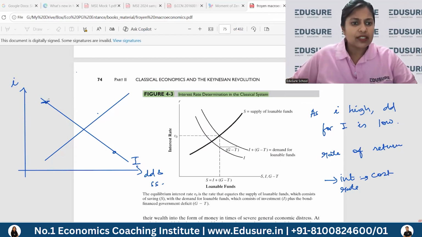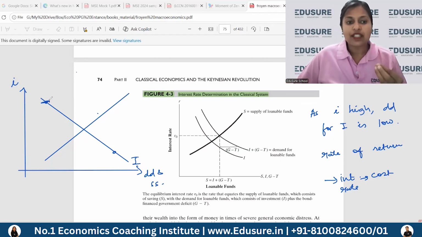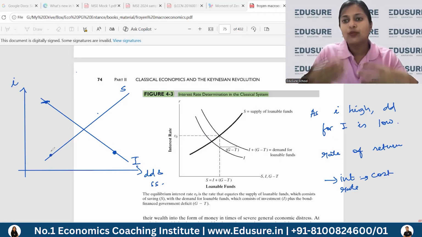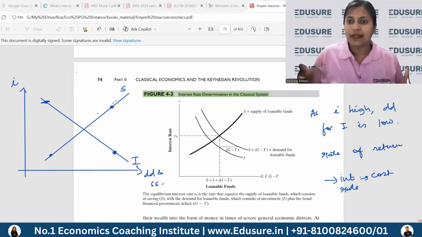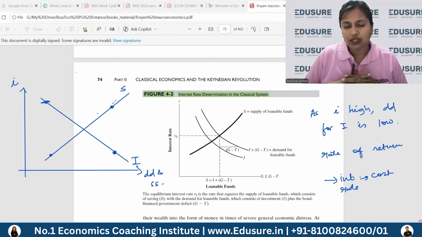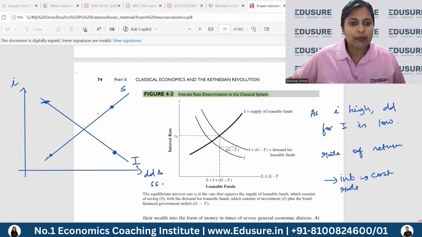So when the rate of interest is high, the demand for loanable funds for investment is low. When the rate of interest is low, the demand for loanable funds is high. So it's a downward sloping curve. And on the other hand, the supply of loanable funds, S, is an upward sloping curve. If the rate of return on bonds is low, then fewer people will be interested in parting with their money and giving it away to the government or to corporates for investments. But if they offer a very attractive interest rate, we all will be tempted to invest the money in the bonds and purchase the bonds. So the supply of loanable funds is upward sloping and the demand for loanable funds is downward sloping.